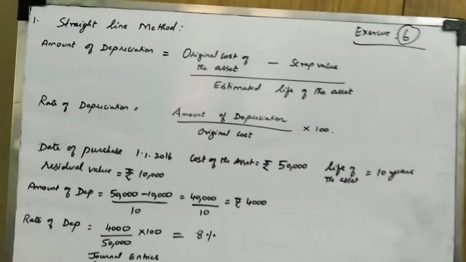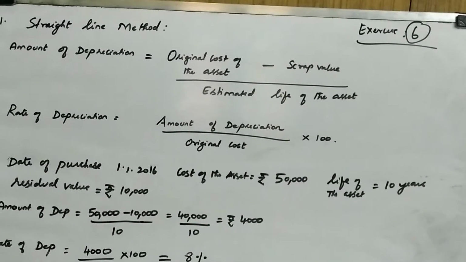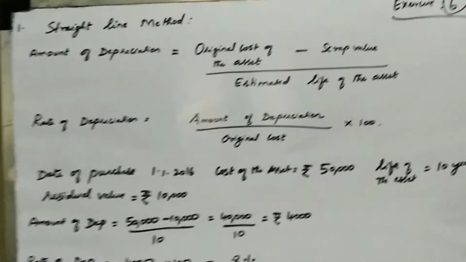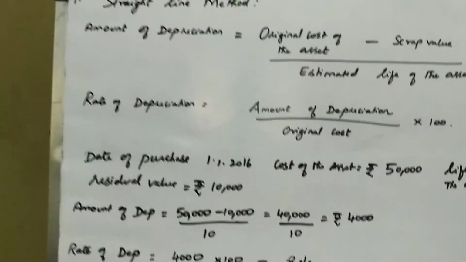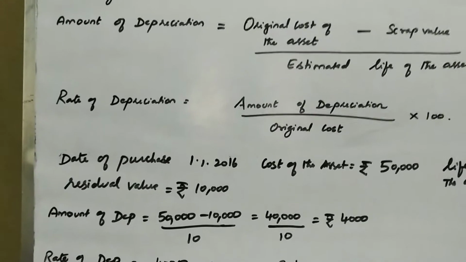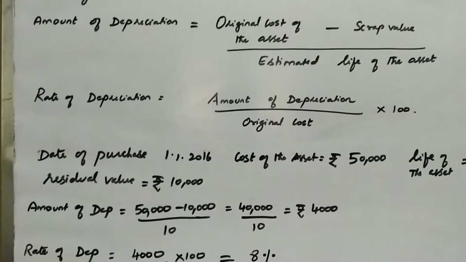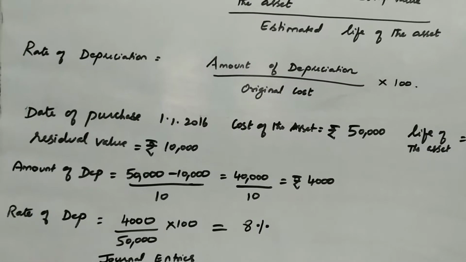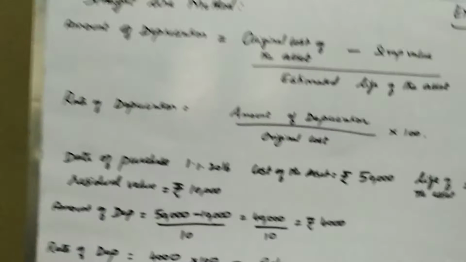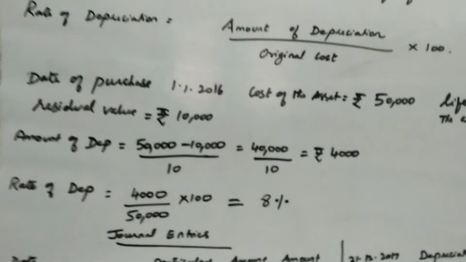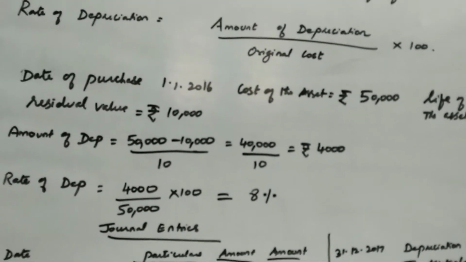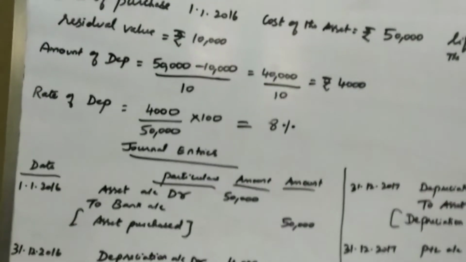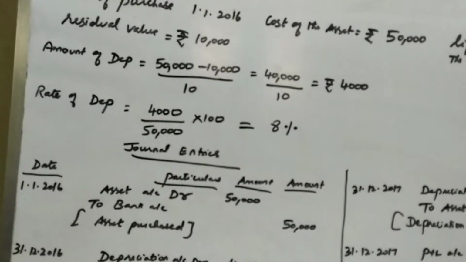Now we are going to do exercise problem number 6. So let me first read the question. An asset is purchased on 1/1/2016 for 50,000. Depreciation is to be provided annually according to the straight line method. The useful life of the asset is 10 years and its residual value is 10,000. Accounts are closed on 31st of December every year. You are required to find out the rate of depreciation and give journal entries for the first 2 years.